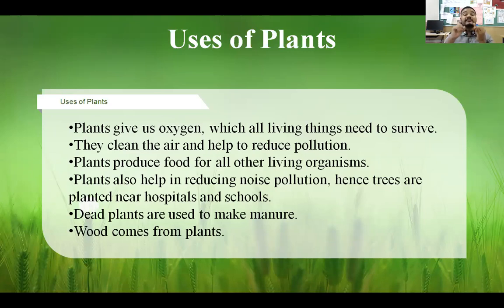Second, they clean our air as they absorb the carbon dioxide, which is not healthy for us. So indirectly, they are helping us. They are cleaning our air. Now, plants prepare food for themselves, and we eat plants, so we all are dependent on plants. All living organisms directly or indirectly depend on plants. As we eat plants, we are dependent on plants.